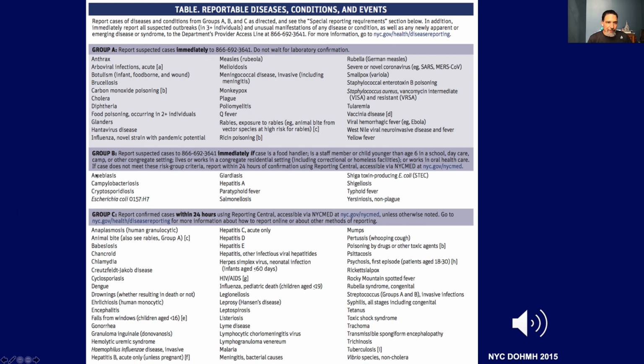Group B also is to report things rapidly, immediately, if the case is a food handler. So this is to protect against potential outbreak situations that could be exposing multiple people in the public. And Group C is where cases are expected to be reported within 24 hours using the online system that the New York City Health Department has created.